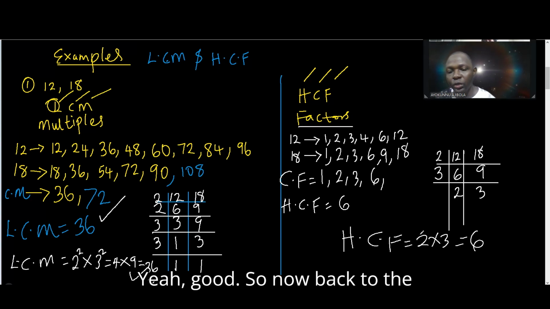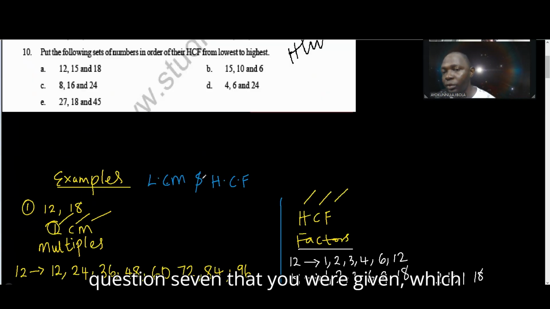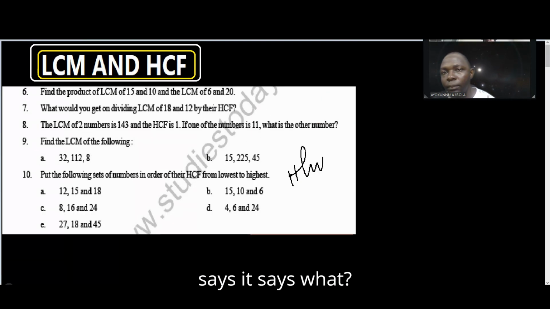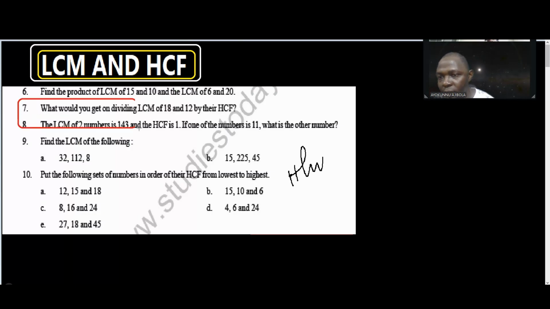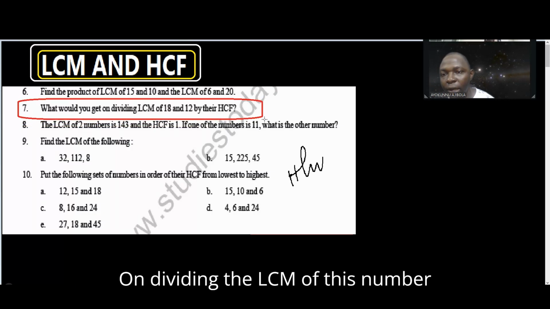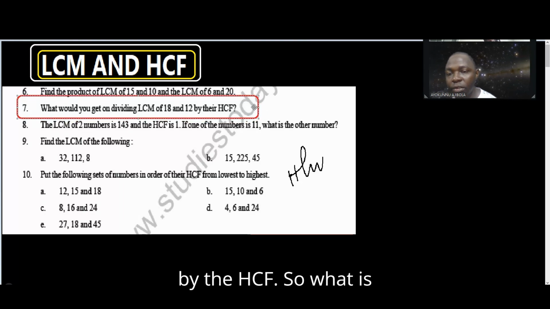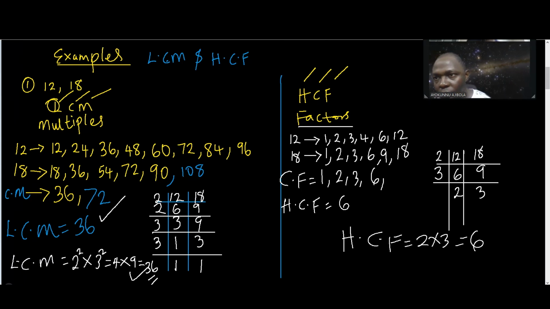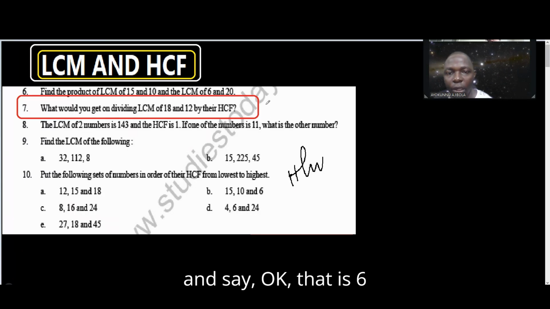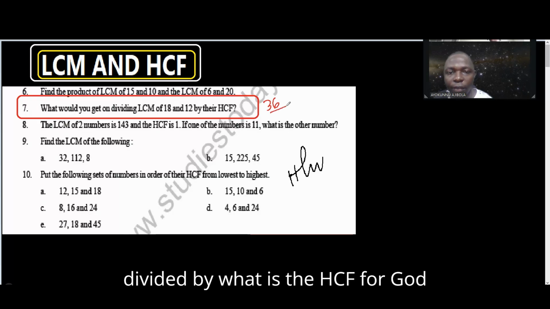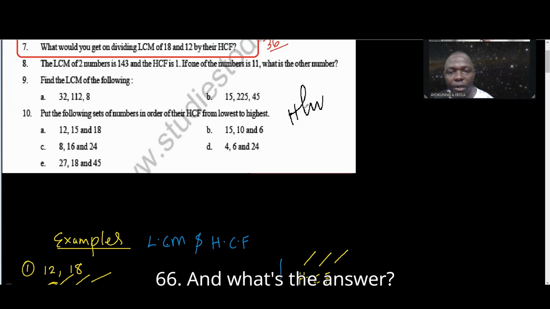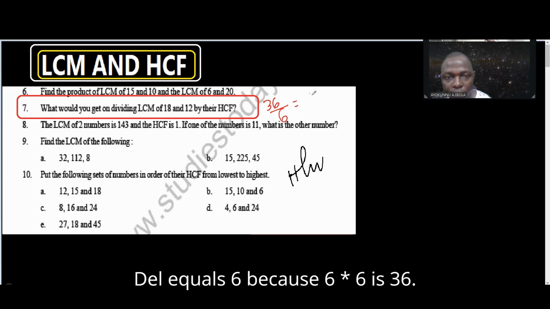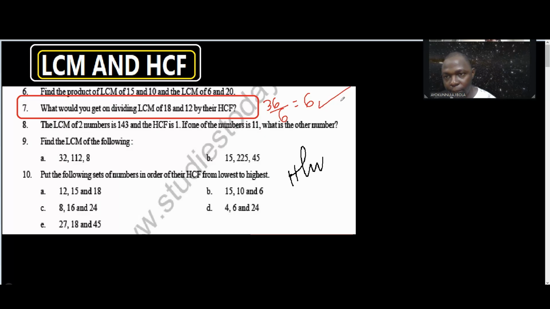So now back to question 7 that you were given, which says, what would you get on dividing the LCM of these numbers by their HCF? So what is the LCM that we have? 36. So to solve that question, we say 36 divided by the HCF we got, 6. And what's the answer? Well, that equals 6 because 6 times 6 is 36. Very good. That's clear, right?